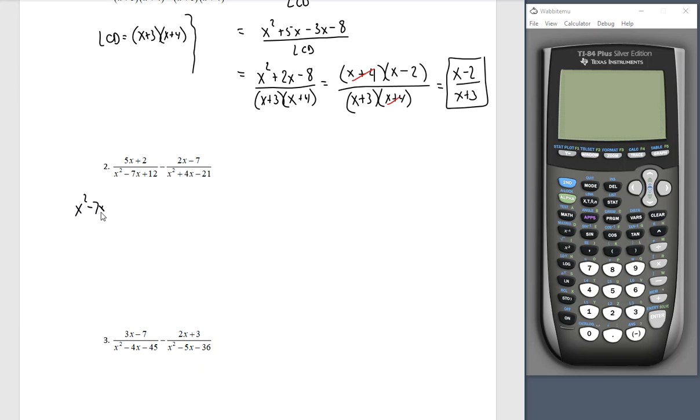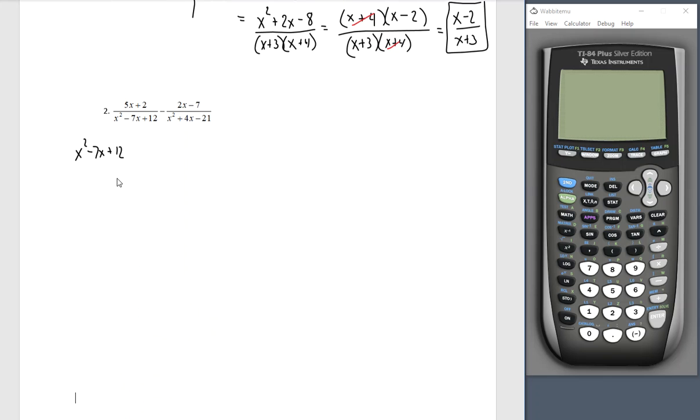x squared minus 7x plus 12. I got to thinking about it. I think we're just going to go ahead and make a little bit of room here. x squared minus 7x plus 12. This will be x times x. Multiply to be a positive, so they're the same sign. The 7 being negative tells me they're both negative. Multiply to be 12, add to be 7, that's 4 and 3.